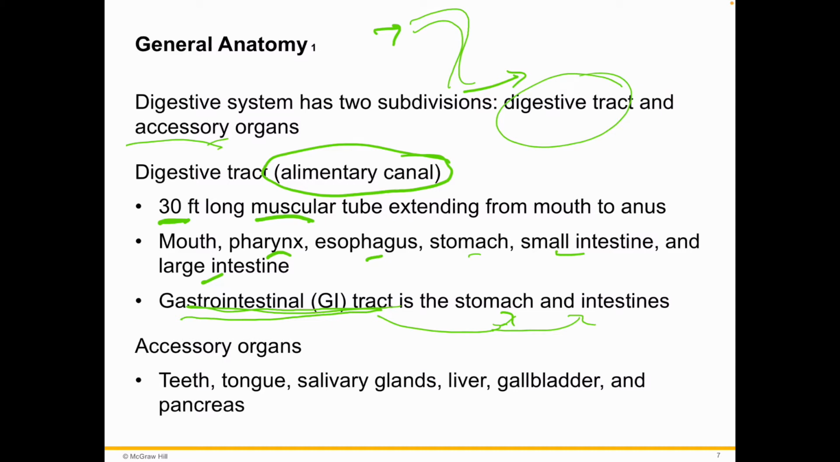Some of the accessory organs to note will be those like our big crushers, the teeth, our tongue, salivary glands, liver, gallbladder, as well as the pancreas itself.